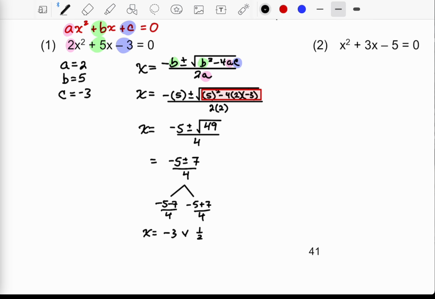All right, but the next one, you see you have an x squared. That's an assumed 1x squared. So we know it's ax squared plus bx plus c is equal to 0. A value is 1. B value +3. C value -5. All right, so we list those values out. You don't actually have to list out A equals this, B equals that, C equals that.